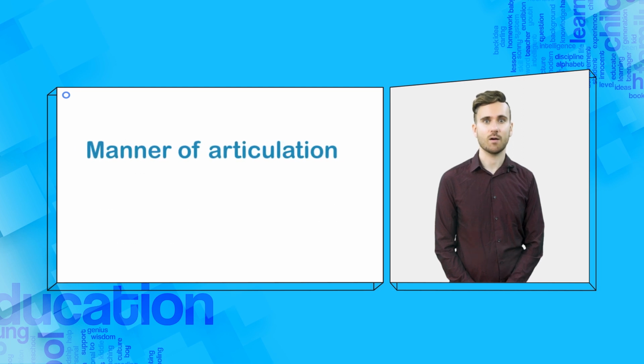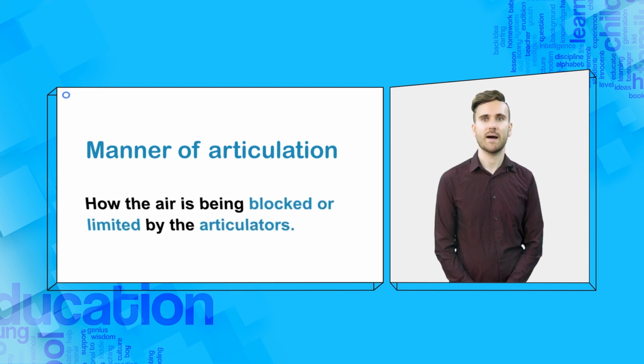The answer is how the air is being blocked or limited by the articulators. This is called their manner of articulation. And in terms of this, there are 5 ways to make the English consonants.